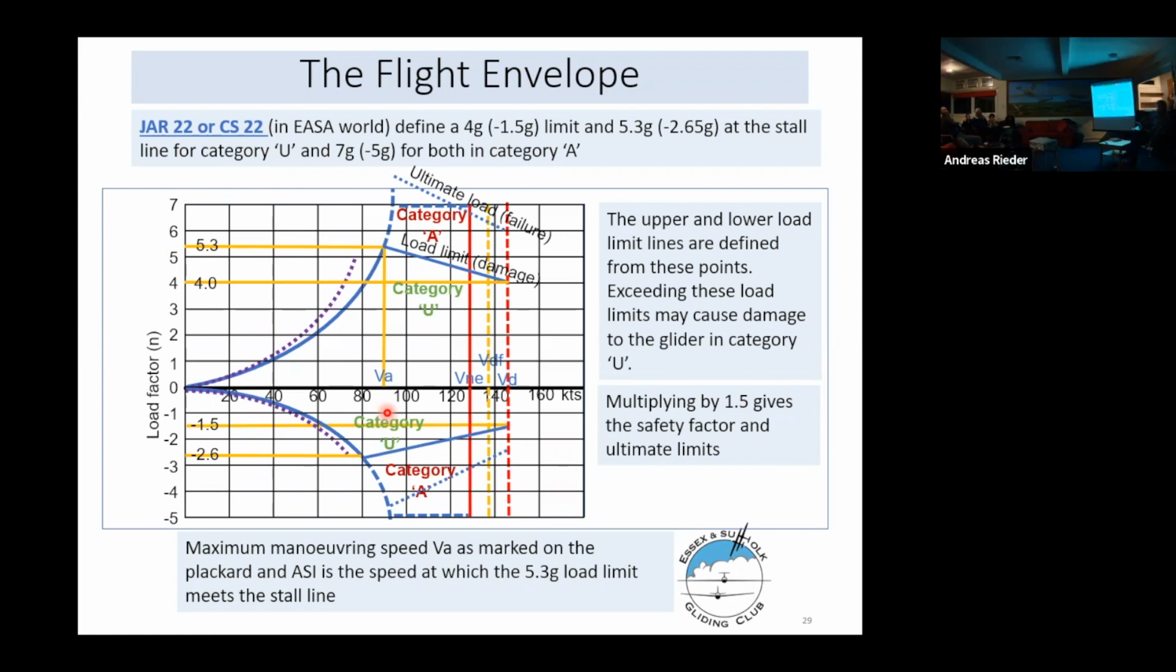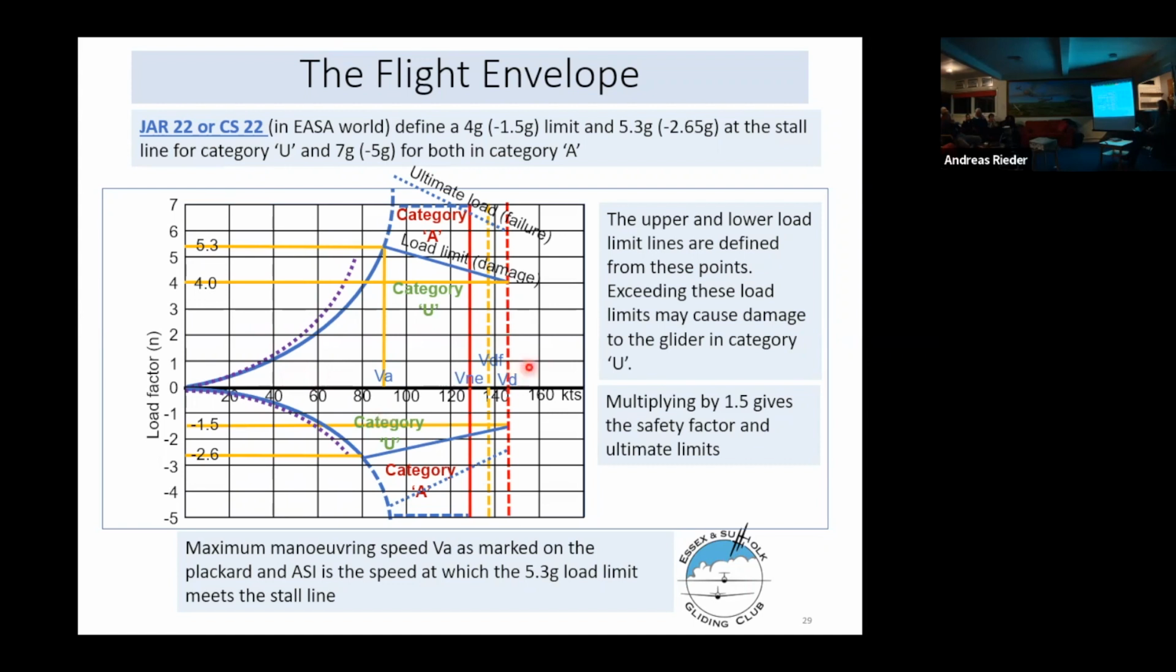Below that speed, you can use any one control up to maximum deflection, but not above that speed, and that is any one control. It makes no mention of 2 controls or 3 controls. So I'll move on a bit because time is pressing.